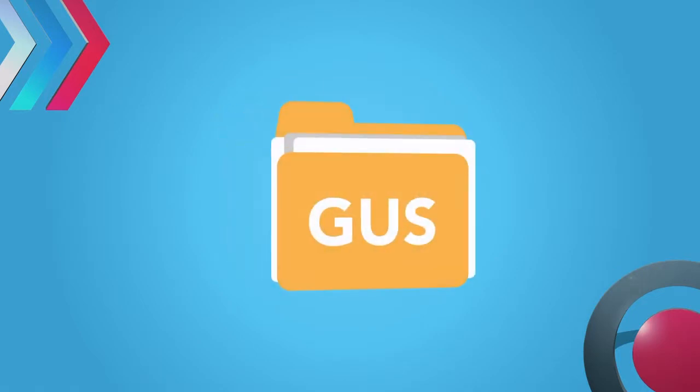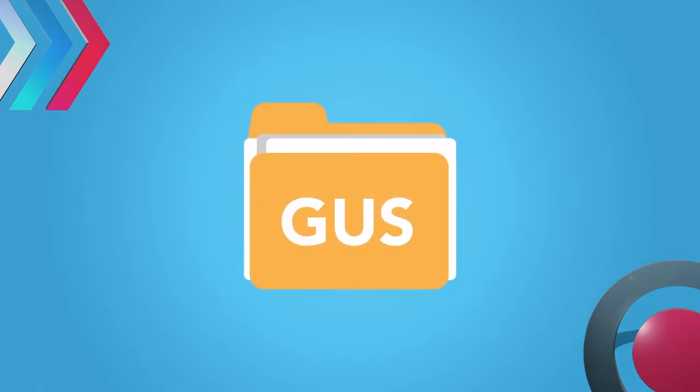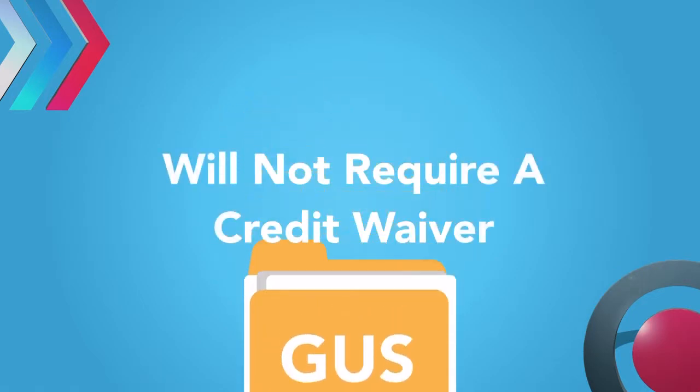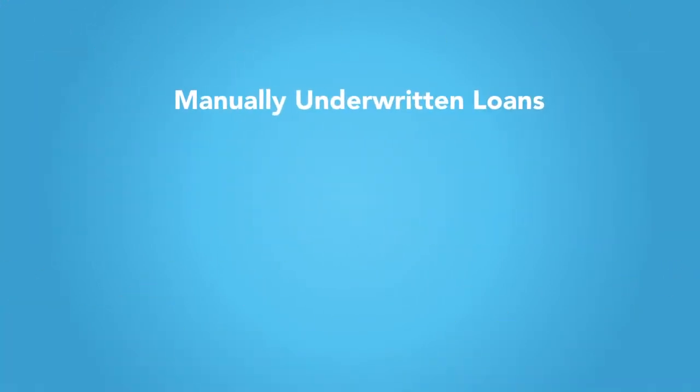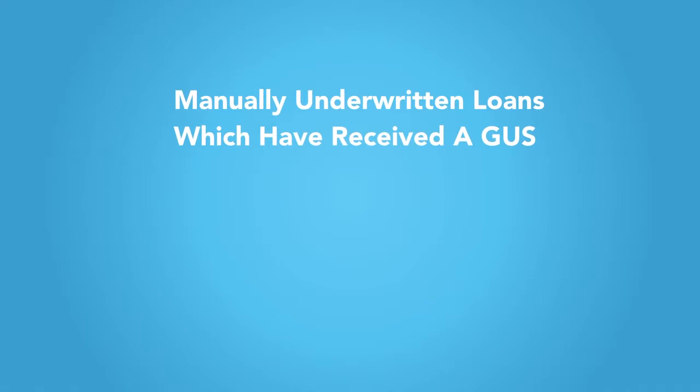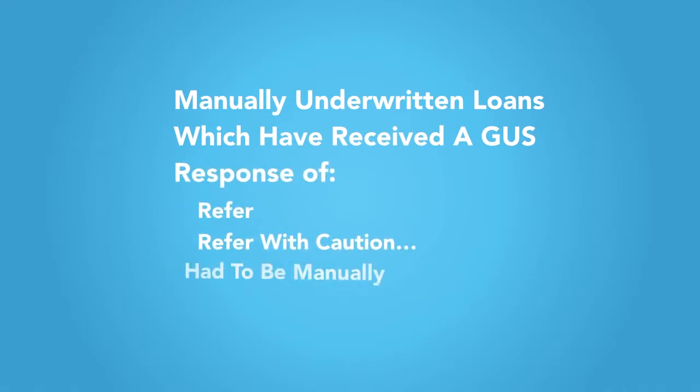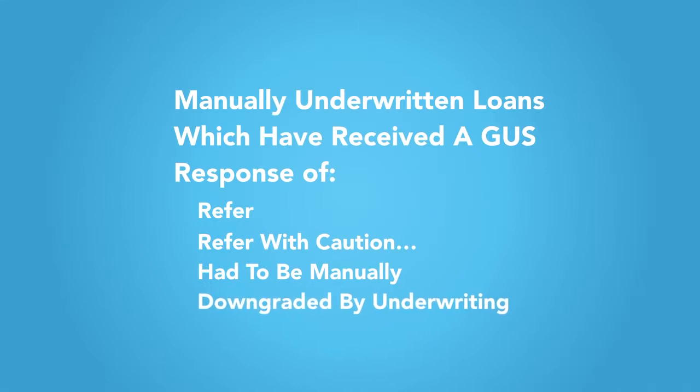As a starting point, USDA files that receive a GUS accept response and do not have to be manually downgraded will not require a credit waiver. Today's topic will be relevant for manually underwritten loans which have received a GUS response of refer with caution, or any that had to be manually downgraded by underwriting.